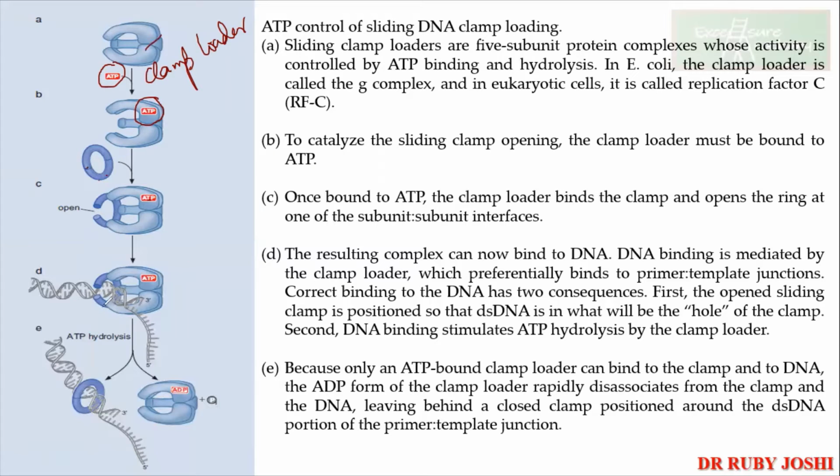Now once it is open, the clamp loader wraps around the DNA sliding clamp, okay, and then the ATP hydrolysis happens and it gets dissociated. इतने में क्या हुआ? आपका sliding clamp जो है DNA के around wrap हो गया है. Is the figure clear to everyone? What exactly is happening? I have got the video also ready. Okay, you can watch in that. But before that, we need to clear these topics. Yes. Is everything clear till this much? Yes, ma'am. Okay.